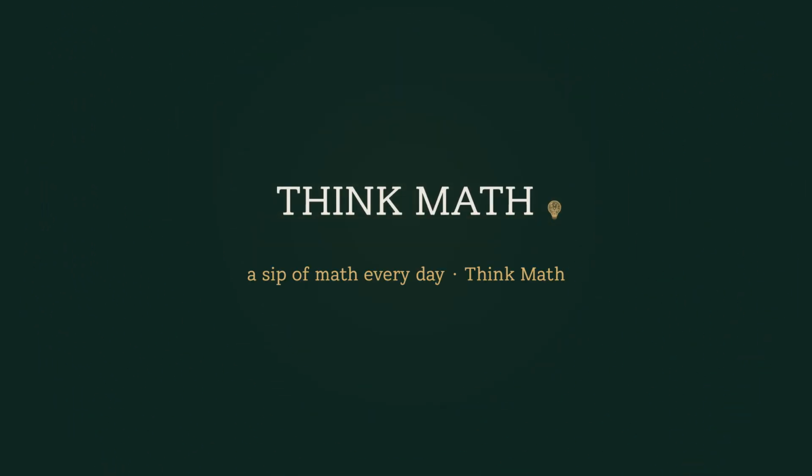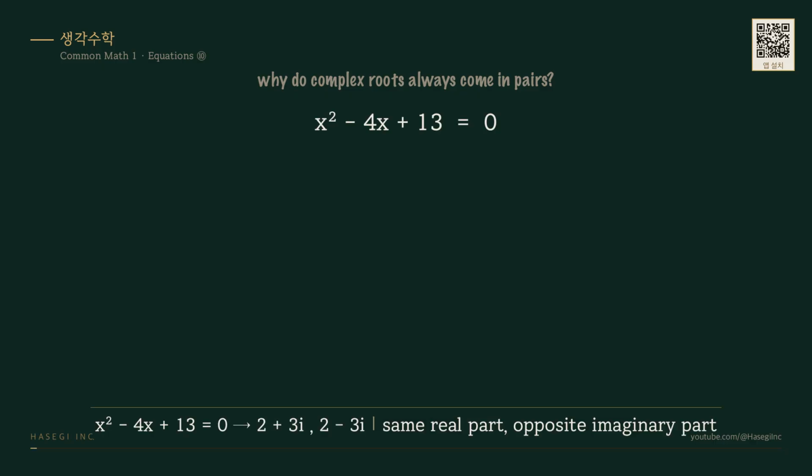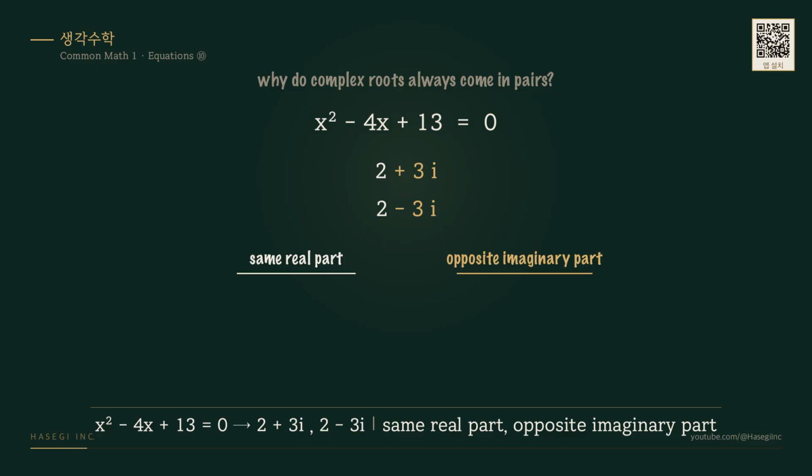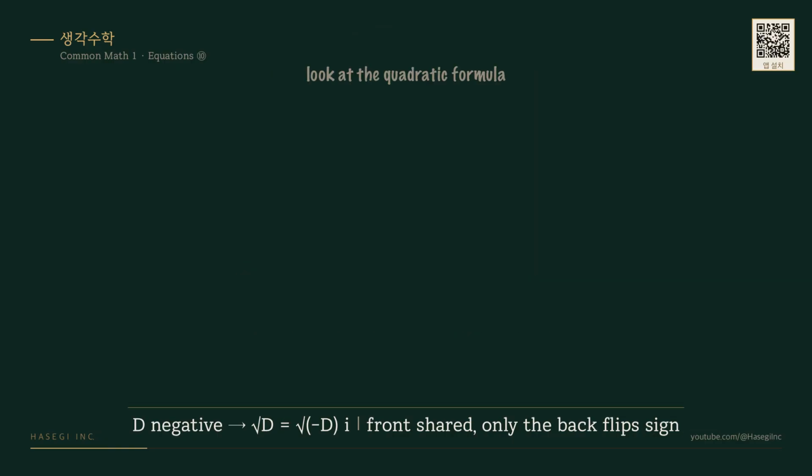Think math. Take the quadratic x squared minus 4x plus 13 equals 0. Its two roots are 2 plus 3i and 2 minus 3i. Look at them. The real parts are identical, and only the imaginary parts carry opposite signs. That is no accident. As long as every number attached to x is real, complex roots always arrive in pairs like this. Why should that be?